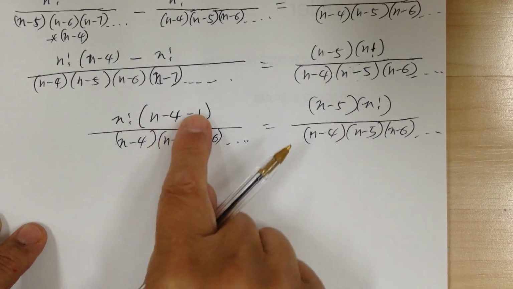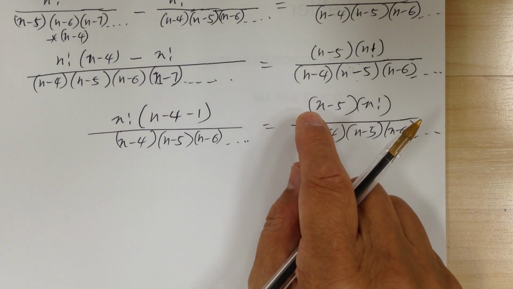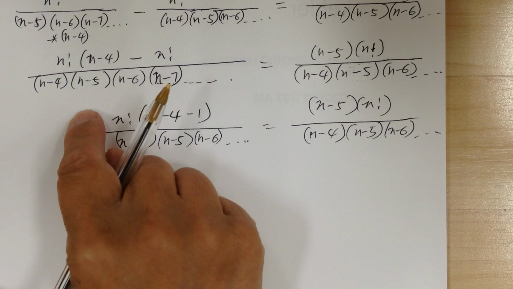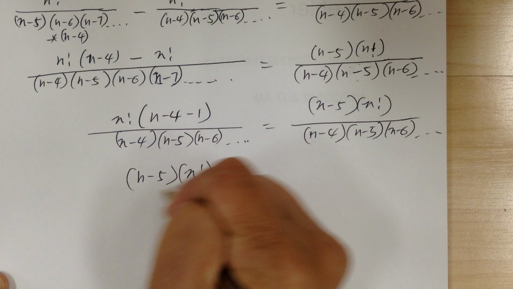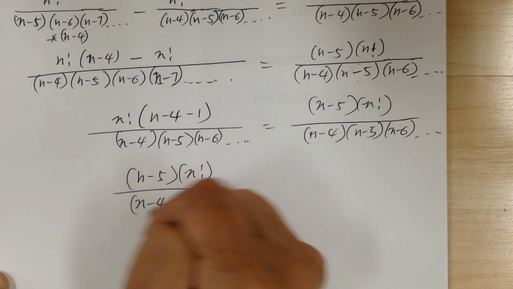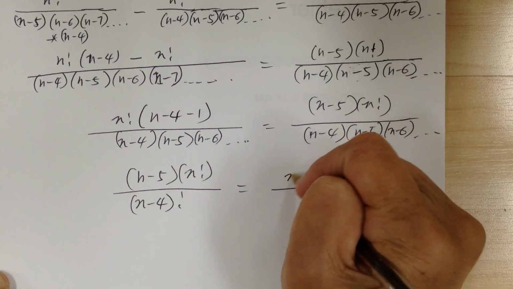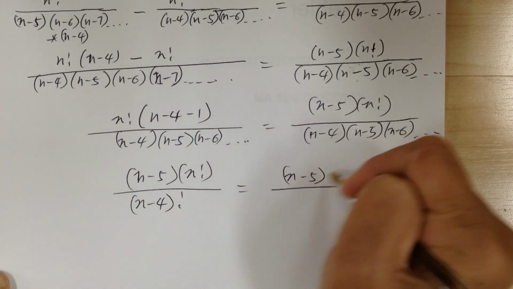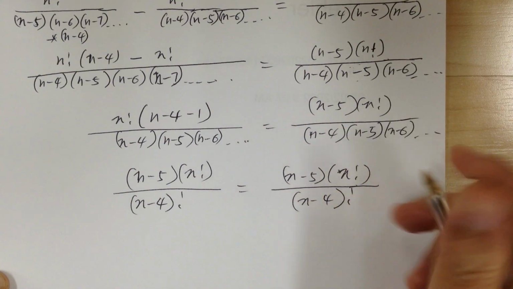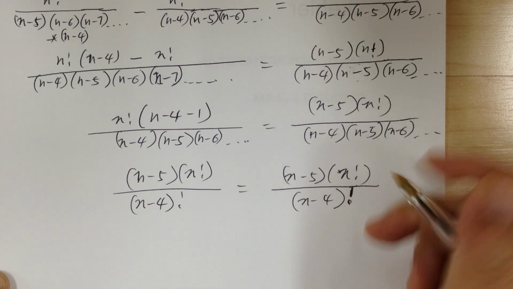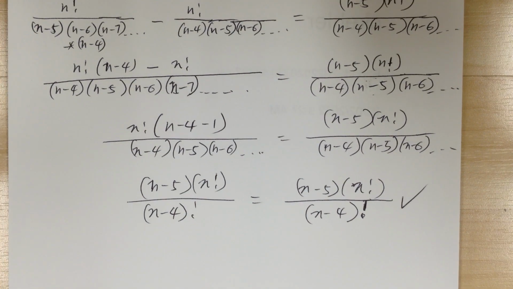Okay, so now I can work this out. And since I have this in the front, I'm going to put this in the front. So I'm going to have n minus 5, n factorial, over n minus 4 factorial, right? That's what this is. Equal to, again, this one I'm going to have n minus 5, n factorial, and the bottom is n minus 4 factorial. Again, that's what this is. And now both sides are the same, so put a check mark, and we're done.